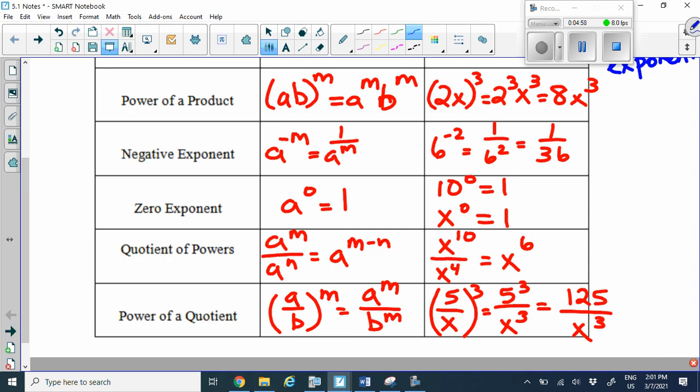Okay, make sure you have all this written down. Now we're going to go ahead and apply these exponent properties to the examples. When we are doing the examples, you do not need to memorize the properties. You just need to make sure you know how to use them. Okay, make sure you watch part 2 of our 5.1 notes.